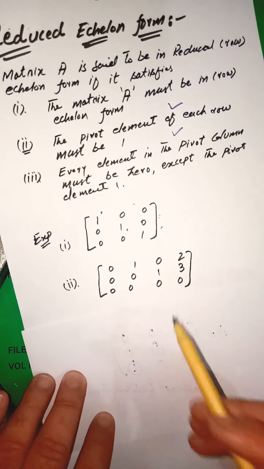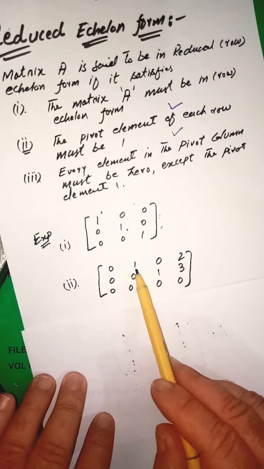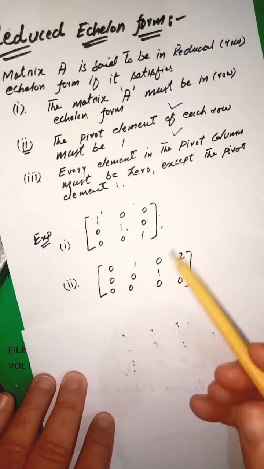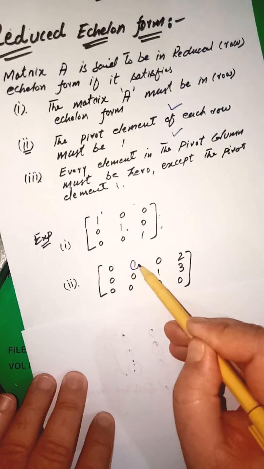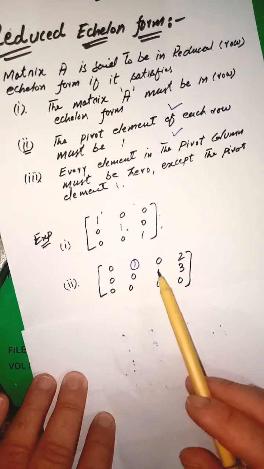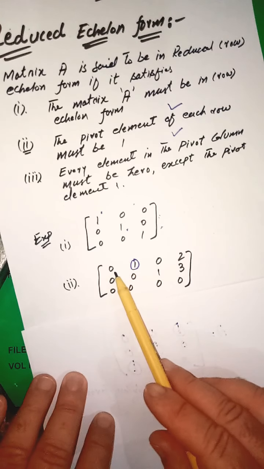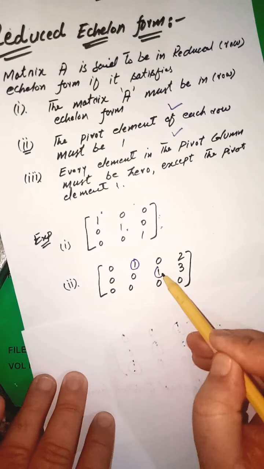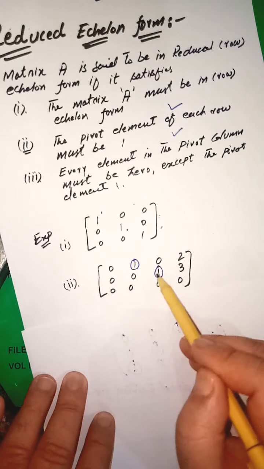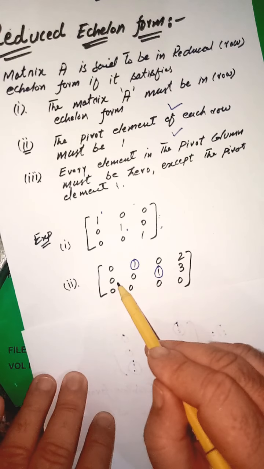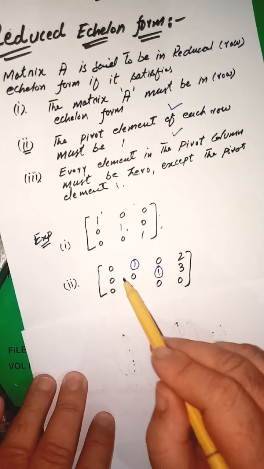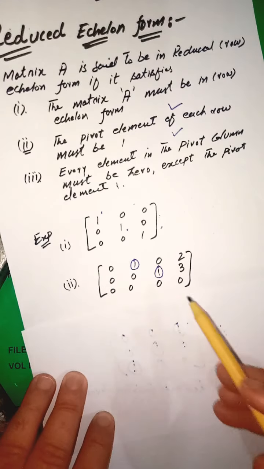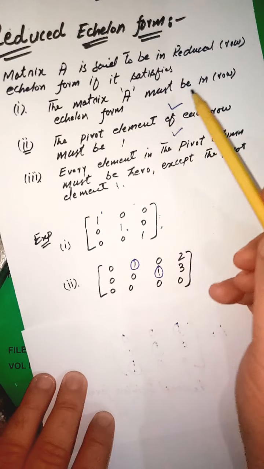This is another example: 0 1 0 2, 0 0 1 3, and 0 0 0 0. The first non-zero element of the first row has 1 zero before it, and in the second row there are 2 zeros before the pivot element. The number of zeros increases row by row, so that is echelon form. The first condition is satisfied.